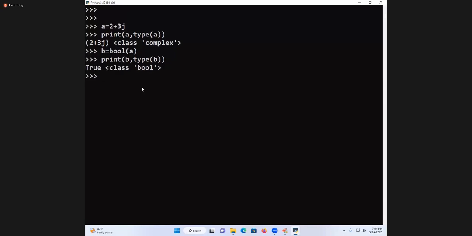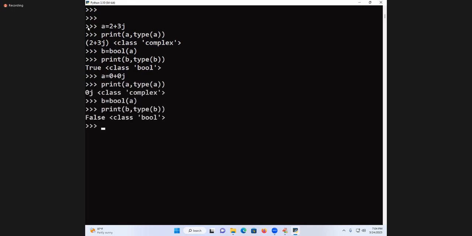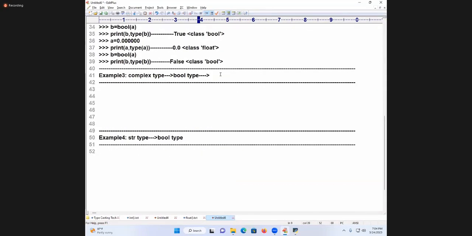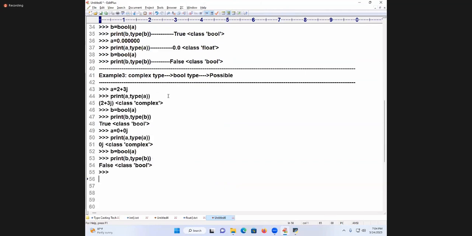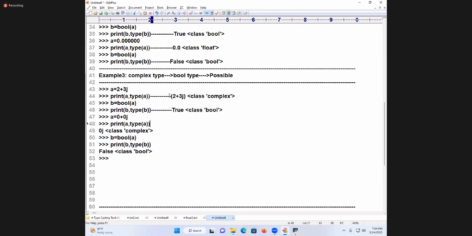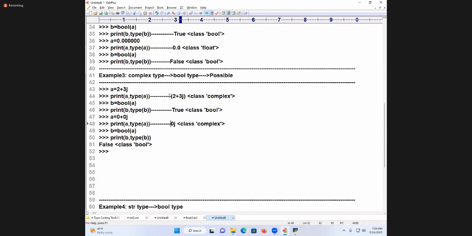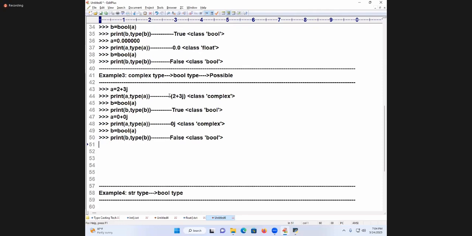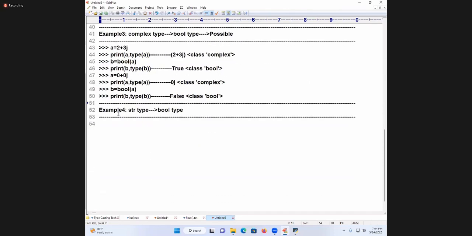True. Now A is equal to 0 plus 0j. B is what? False. Did you understand? Okay, good. So take care. That's what I am saying, all these things you must be perfect. Print of A. What is this type? Complex type. This value is 0j, so here I am saying false. Are you following me? Yes.